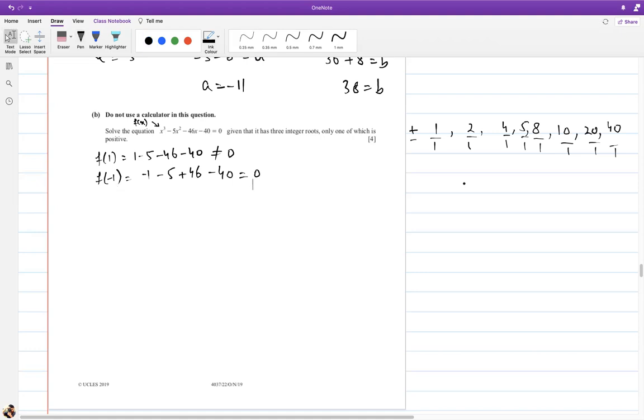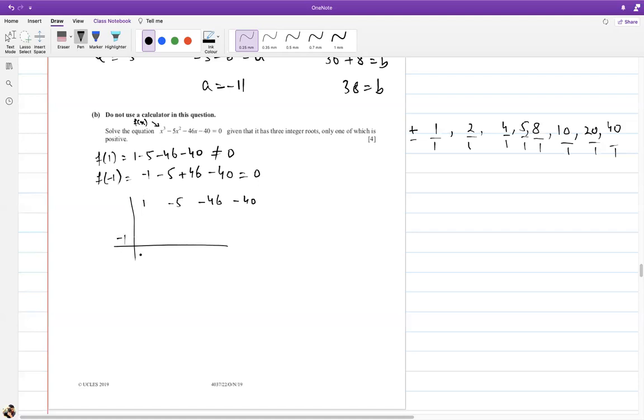I will not go on, although I can simply plug in 2 and minus 2 or 4 and minus 4 and 5 and minus 5, and I will get my answer. But that's going to take a lot of time. I have a much simpler method which is called synthetic division. Synthetic division basically says that if you have 1, minus 5, minus 46 and minus 40 here, you can divide it all by minus 1.